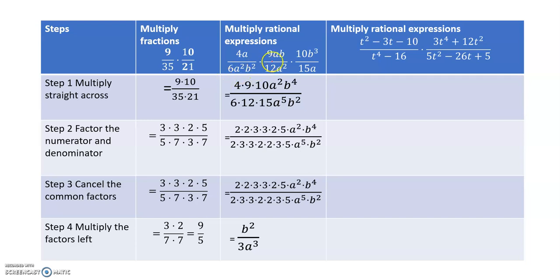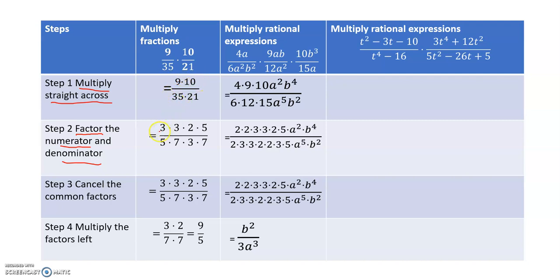In the previous video, we introduced how to multiply rational expressions. The process is very similar to multiplying fractions. So first, we use the rule to multiply straight across. When we do that, we may leave them in multiplication form because the second step is that we need to factor the numerators and denominators. So it's easier to just factor the small numbers.